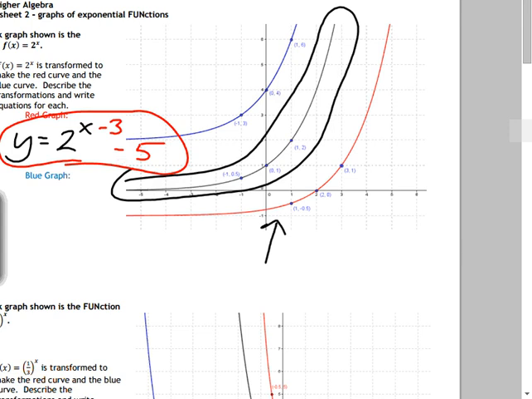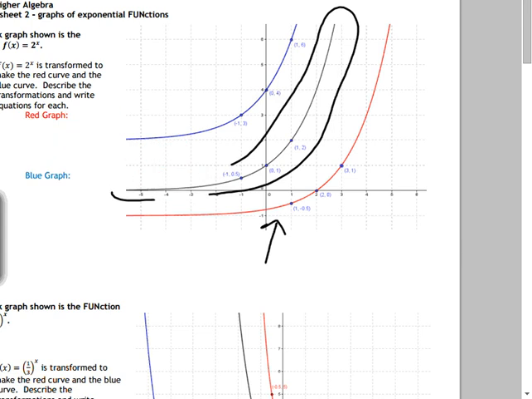But it isn't right 3 and down 5. You figure out from looking at the picture what it really is. That one was actually the easy one. Let me help you with the blue one. How many of you think you already got the red one? All right, so like 5 or 6 people. That's good. You figured out how far to the right to move it, and you figured out how far down to move it.